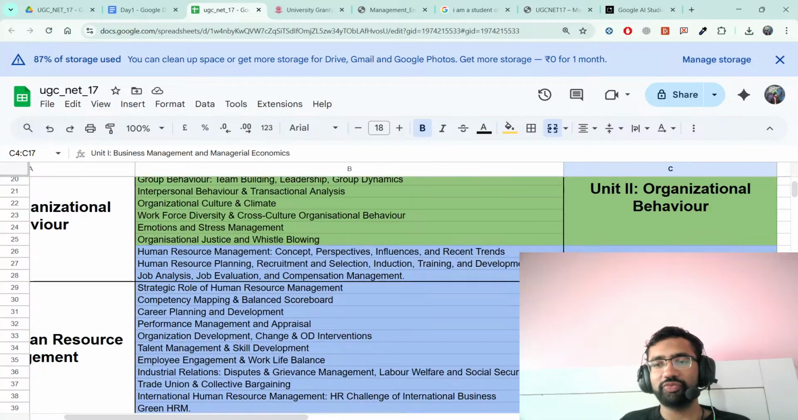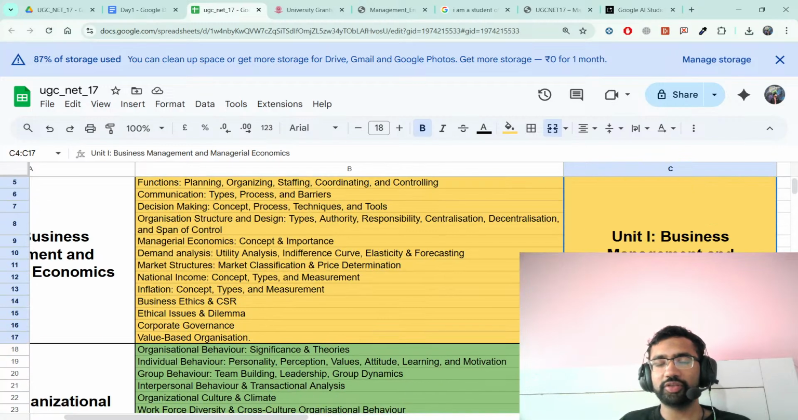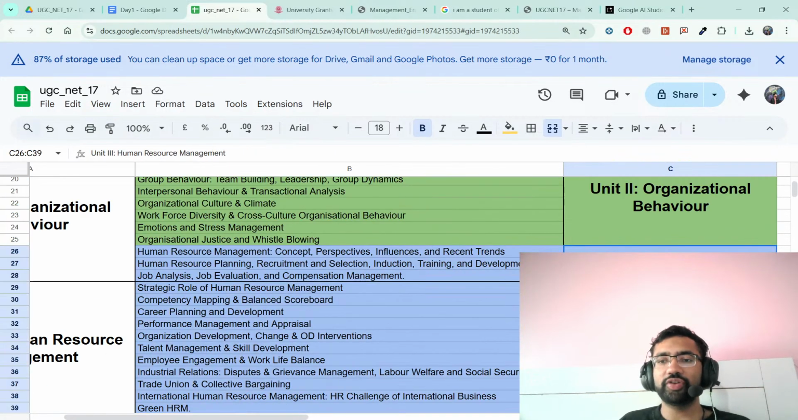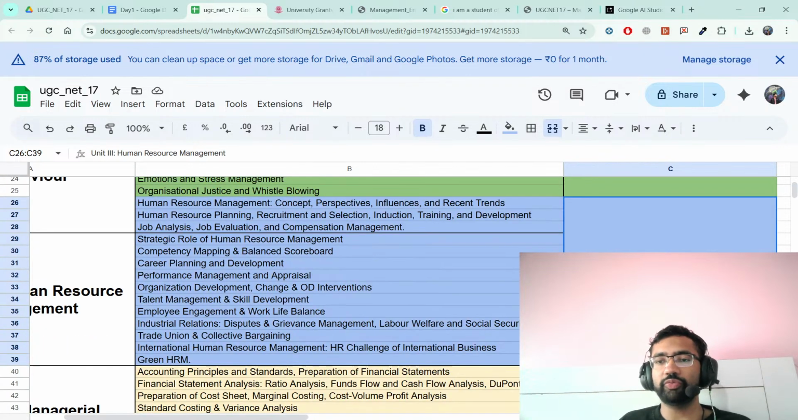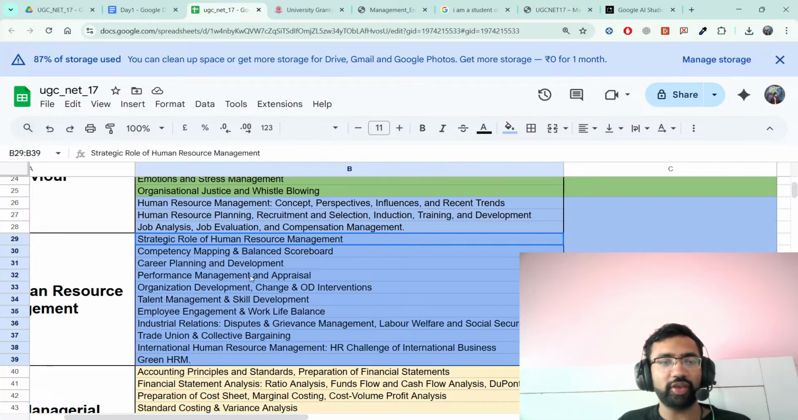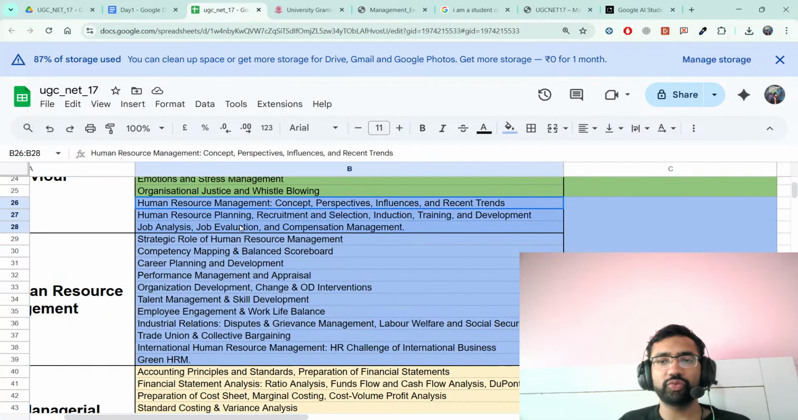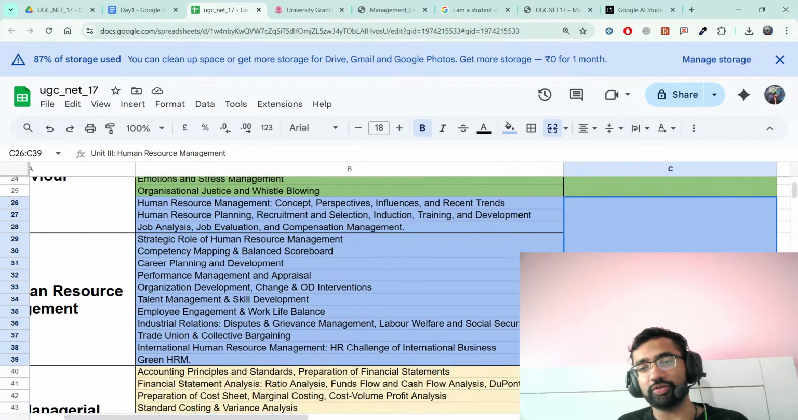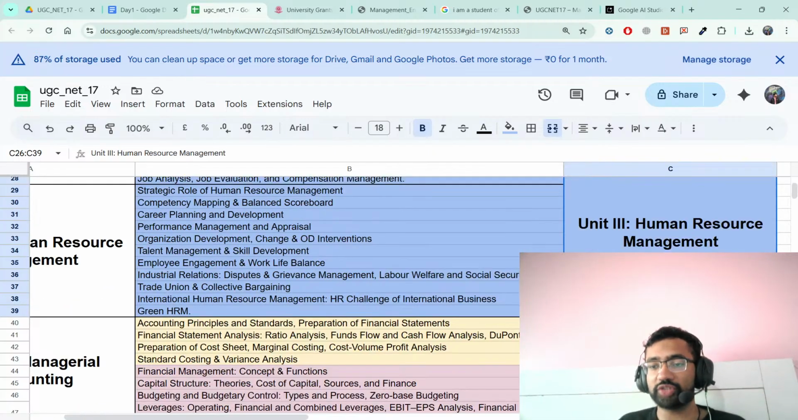Let's say you have an HR background. Definitely this will be a big plus point for you if you start from human resource management, because as per the table, 10 questions will be asked from this, plus you have 3 to 4 questions from another unit. Compared to 100 questions, you can expect 12 to 15 questions from this unit. So it's good to start from here.